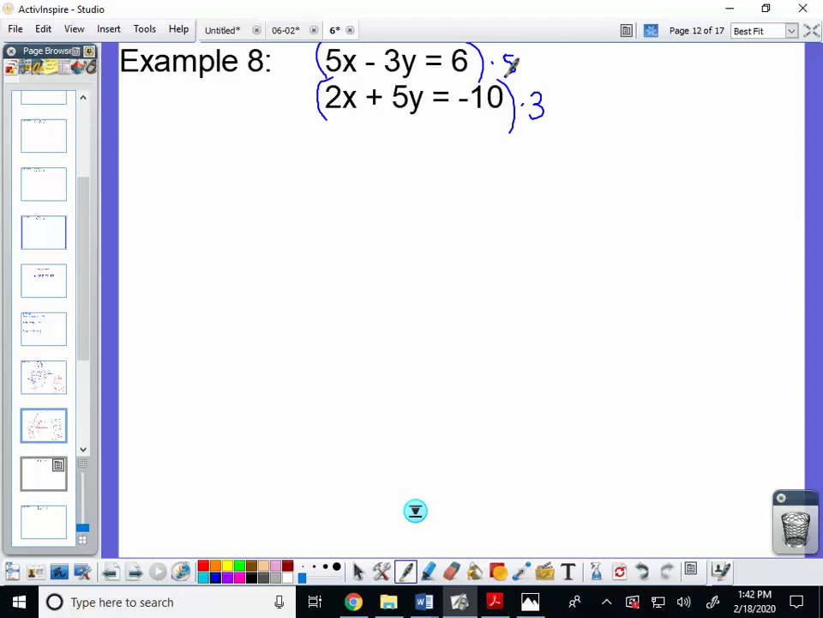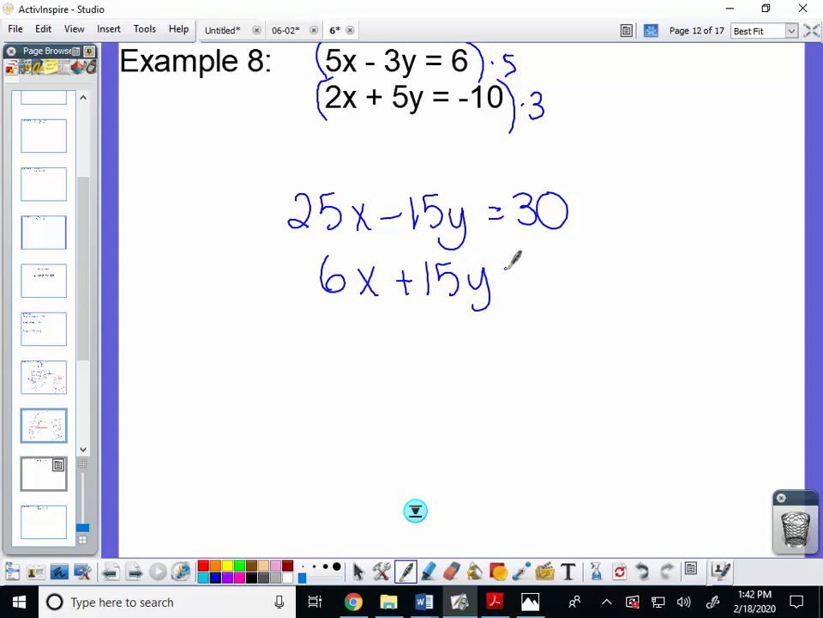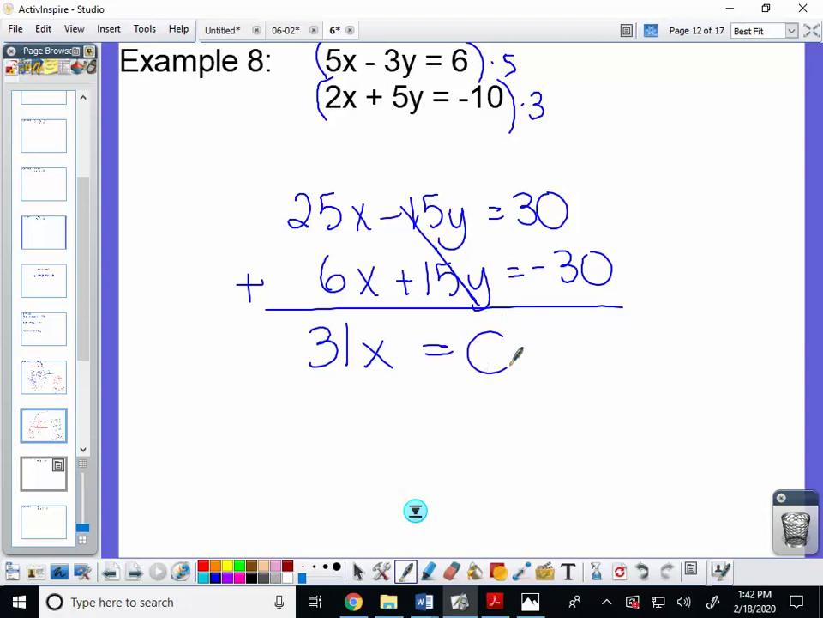So I'm going to multiply by 5. I have 25x minus 15y equals 30. In the second equation, I'm going to multiply by 3. So I have 6x plus 15y equals negative 30. Now let's add these two equations together. When I add 25 plus 6, I get 31. When I add the y's, those are going to cancel. And 30 plus negative 30 is 0.